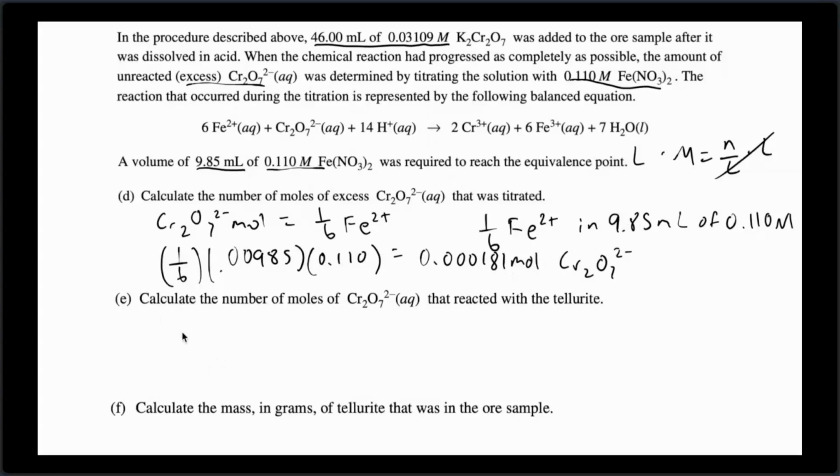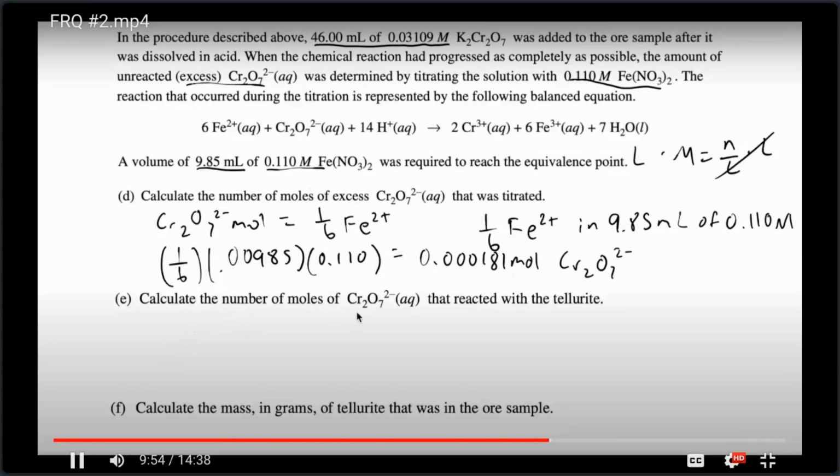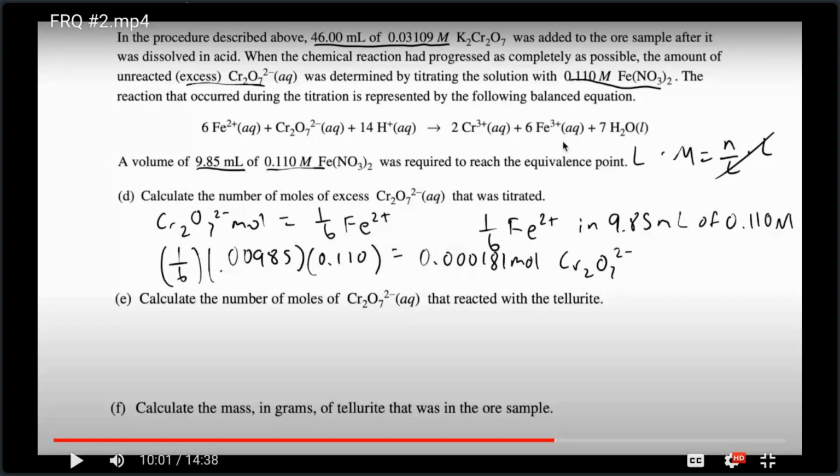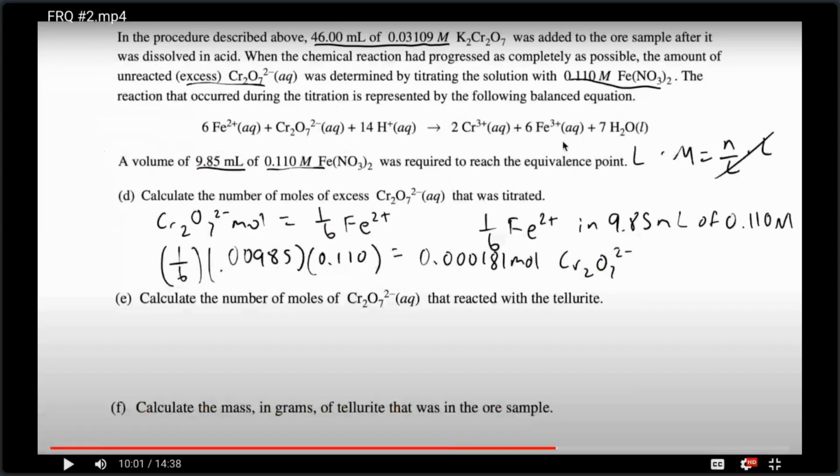Now let's look at question E. Question E states to calculate the number of moles of Cr2O7 that reacted with the tellurite. Well, if you remember from our past equation, all right, y'all, 2 minutes for part E.